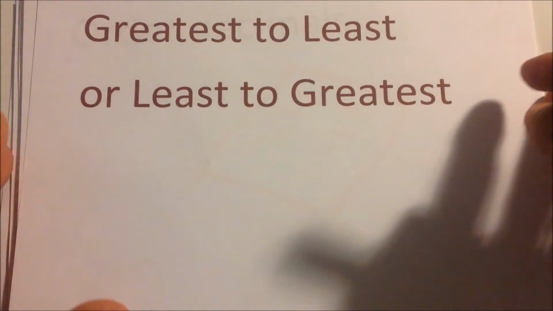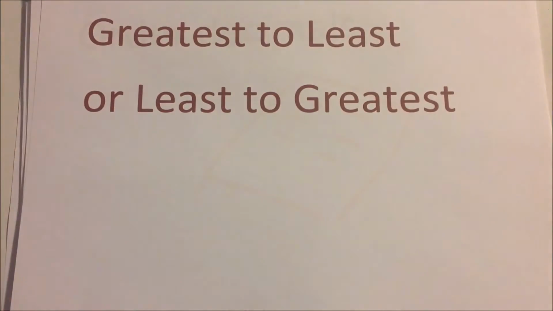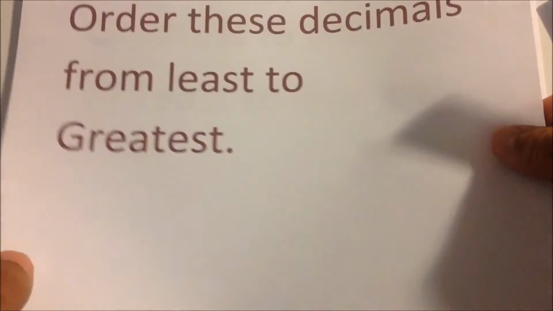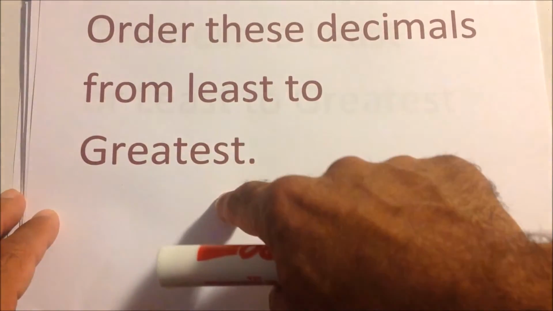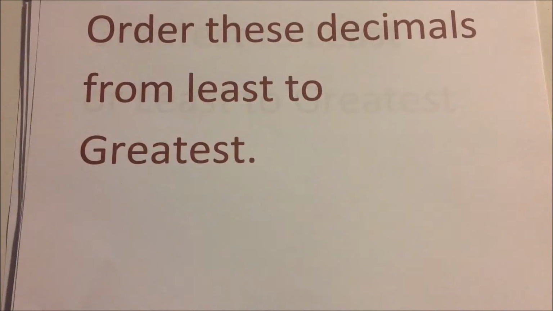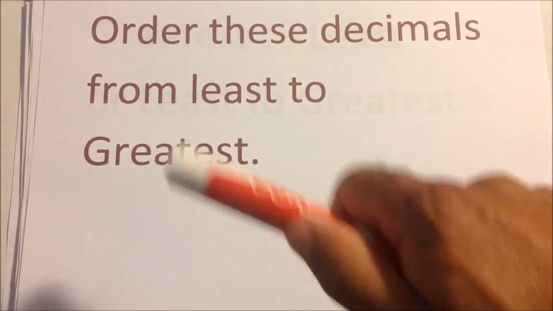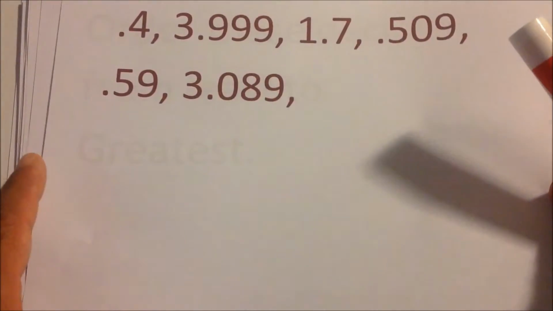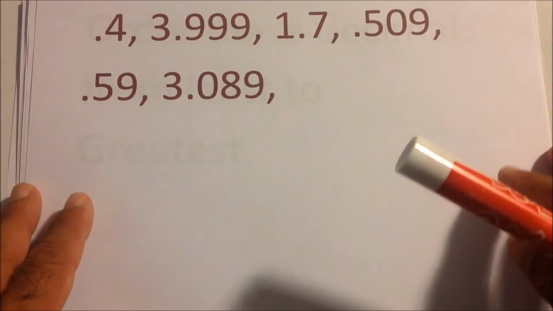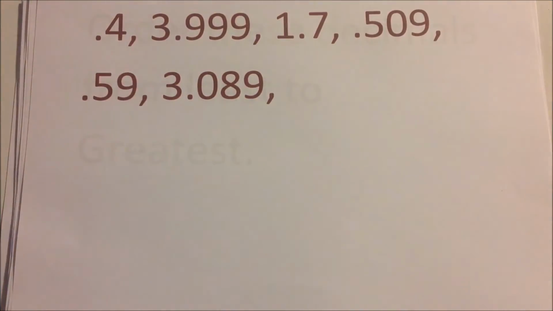Greatest to least, or least to greatest. That's what it means to order. So let's order some decimals over the phone. Let's order these decimals from least to greatest. So that's important to remember when you see a question. Least to greatest or greatest to least. Make sure you know what the question's asking. So I'm asking from least to greatest. See if you can order them. Put them in the proper order.